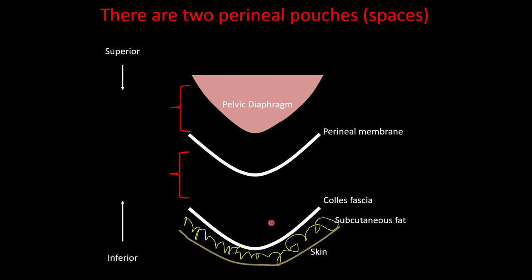If you go deep to the perineal membrane, there's another potential space for extravasated fluid and infection to accumulate, and this is called the deep perineal space or pouch. That is going to be the potential space between the perineal membrane and the pelvic diaphragm, most specifically the muscular fascia that exists on the inferior aspect of the levator ani.